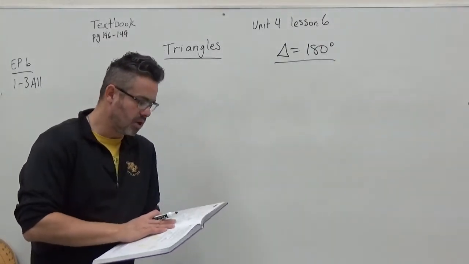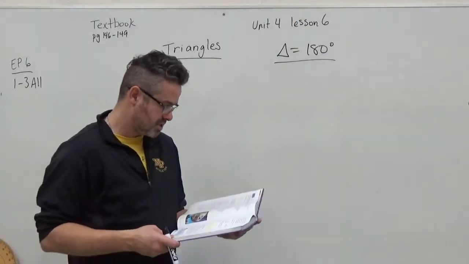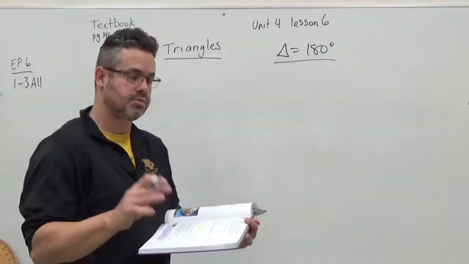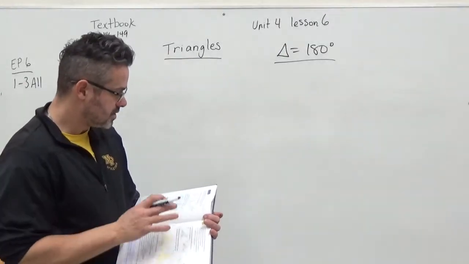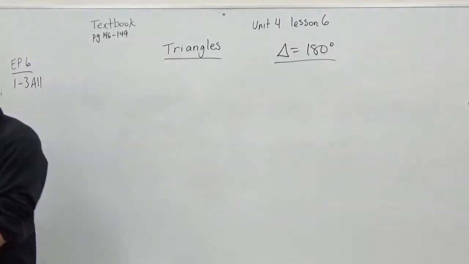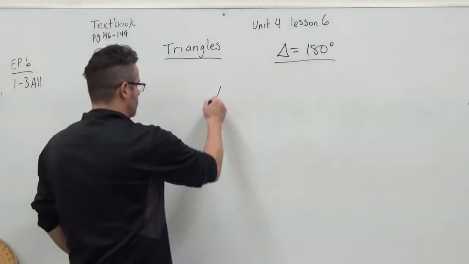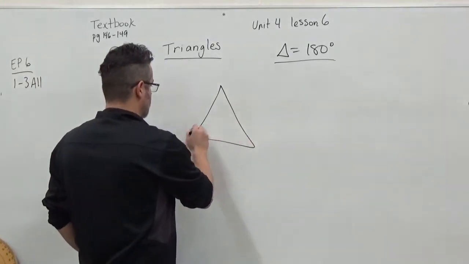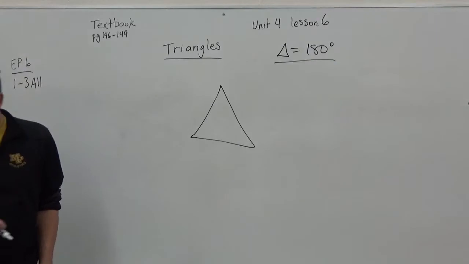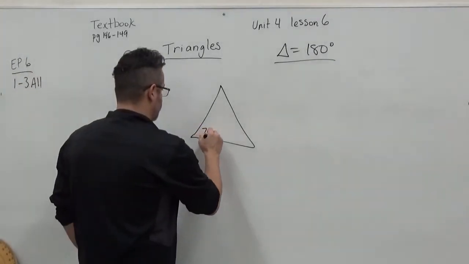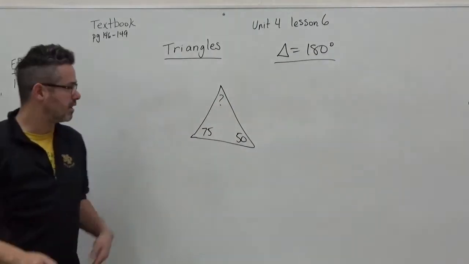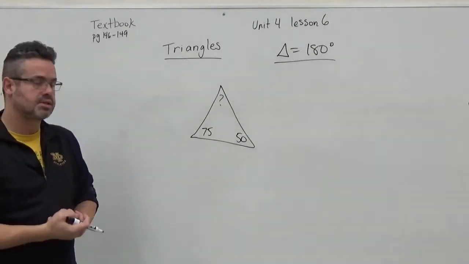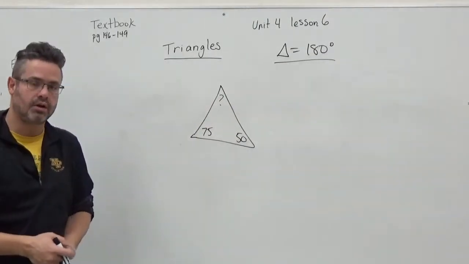I don't want you to worry about question number 1 or question number 10. There's some dot paper questions. We won't worry about those right now. But for example, let's look at question 2. So it gives us a triangle that looks something like this. And it tells us that these bottom two angles are 75 and 50. And it leaves this one blank. And the question asks us, how much is the missing angle?